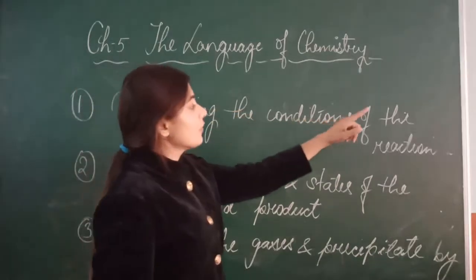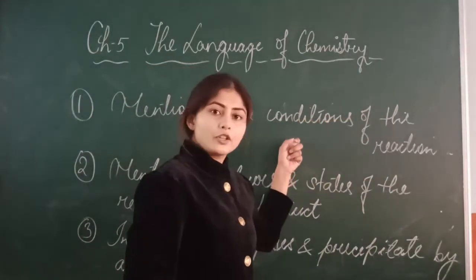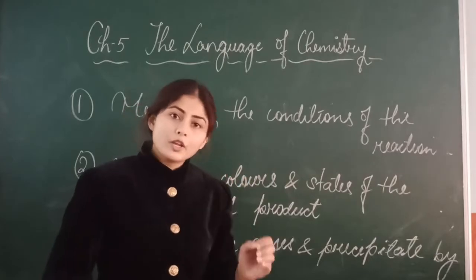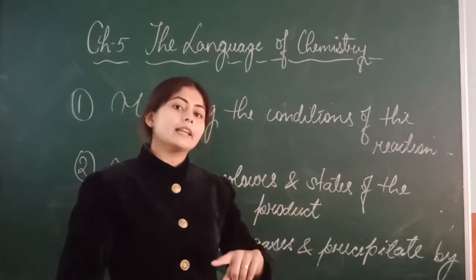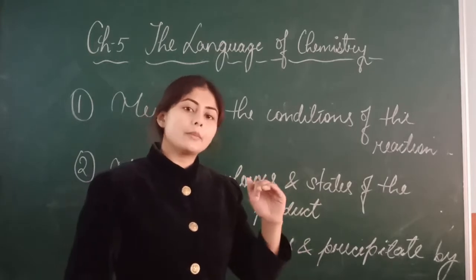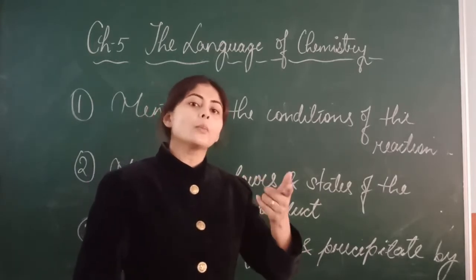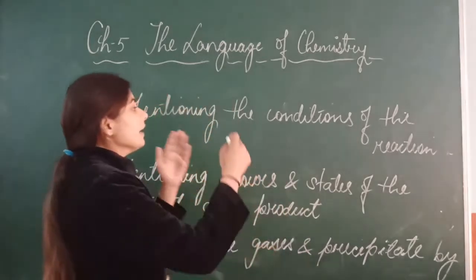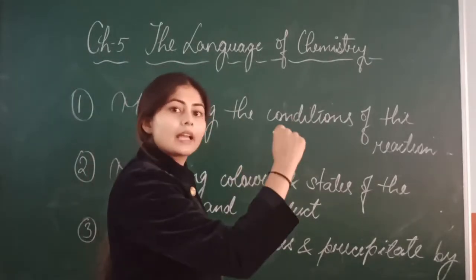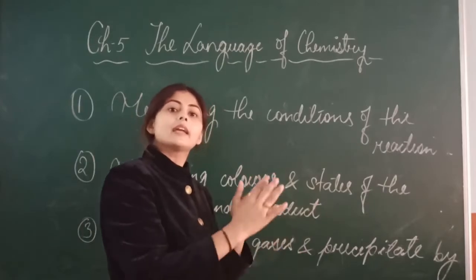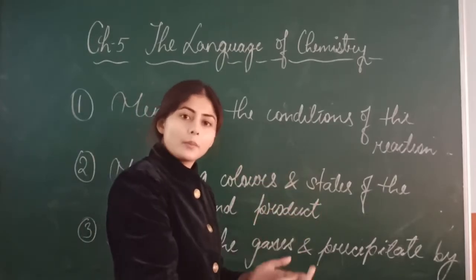Mentioning the conditions of the reaction: in this, we are mentioning the temperature, pressure, and if we use a catalyst in chemical reactions, then if we mention these things in a chemical reaction above the arrow or below the arrow, that is the conditions of the reaction, and that makes the chemical reactions more informative.